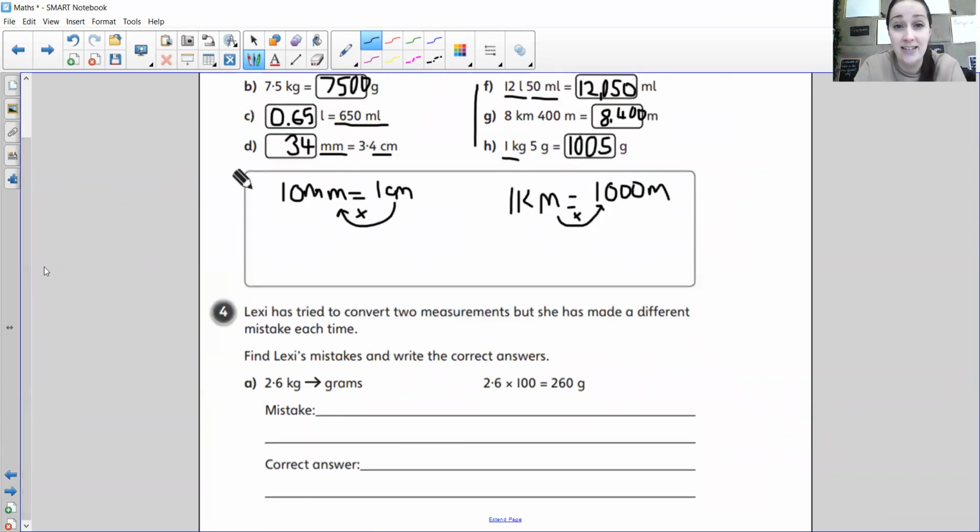Okay, I think I find this one nice and easy. Well, what mistake has Lexi made? Well, she has times by 100. How many grams are there in a kilogram? Kilo means 1,000, so there's 1,000. So really, rather than times it by 100, she should have times by 1,000. So rather than it being 260, it would have been 2,600 grams.